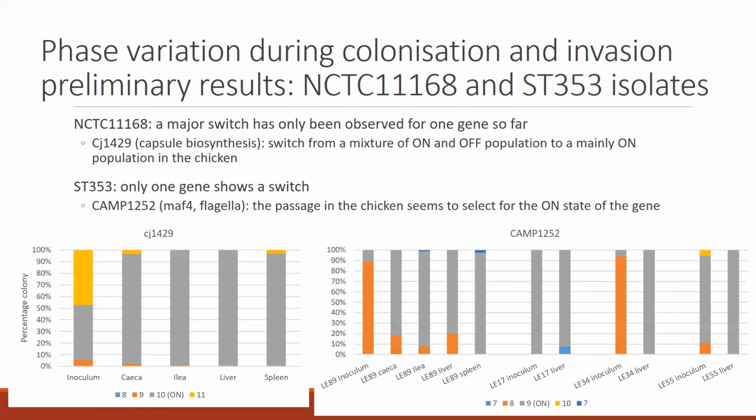For the 3168 and the 353 isolates, we observe only one gene that may switch between the inoculum and the chicken for each. For 3168, we have CJ1429, a capsule biosynthesis gene. It switches from a nice mixture of on and off population to a completely on population in the chicken. And for 353, we have COM1252, a MAP4 equivalent linked to the flagella.